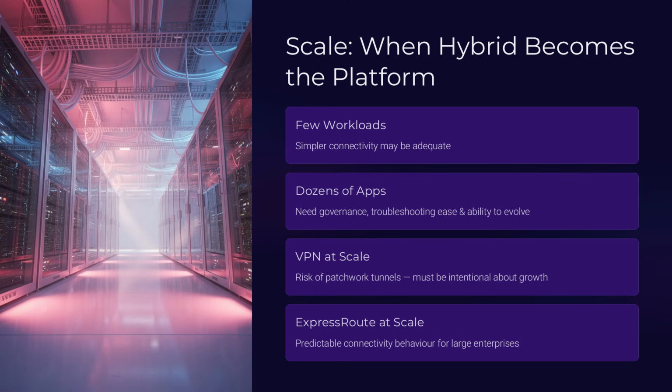ExpressRoute is commonly chosen in large enterprises because the environment needs predictable connectivity behavior at scale. Site-to-site virtual private network remains valuable, but you must be intentional about how you manage growth. Otherwise, you create a patchwork of tunnels and exceptions that become hard to operate.